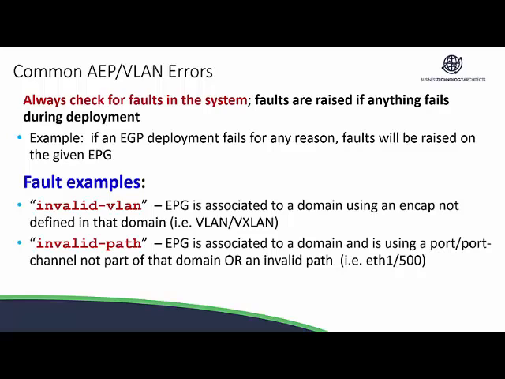Invalid VLAN: the EPG is associated to a domain using an encap not defined in that domain. That could be an incorrect VLAN, an incorrect VLAN pool, or an invalid path. The EPG is associated to a domain and is using a port channel that's not part of that domain, or an invalid path. So where would we look? We would look at the AEP, and we would look at the physical domain.